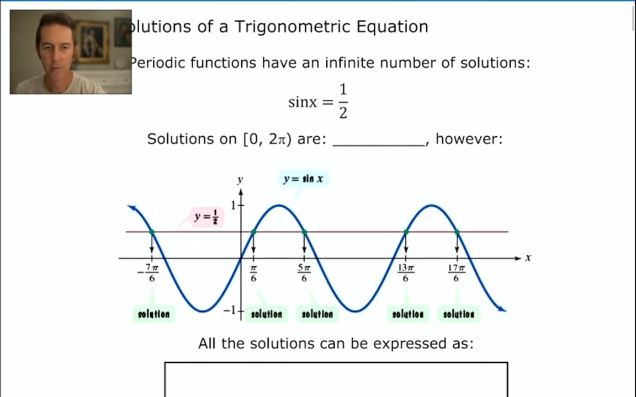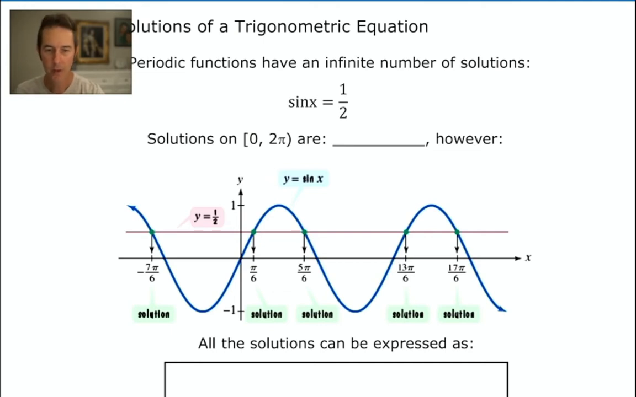For example, the sine of pi over 6 is equal to 1/2. The sine of 5 pi over 6, of 13 pi over 6, 17 pi over 6. Even over to the left there, negative 7 pi over 6. All of those are solutions, because if we took the sine of any of those angle measures, the output value, the y value, would be 1/2. And there's even a horizontal line there that looks red on my screen. It's labeled y equals 1/2, so we can see those intersection points, and the x coordinates are the solutions.